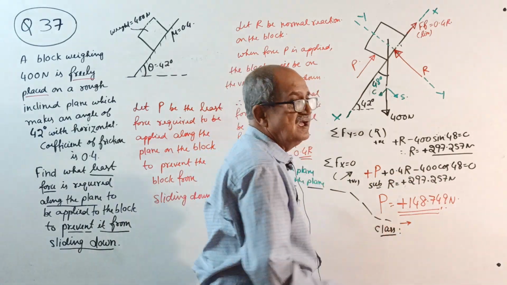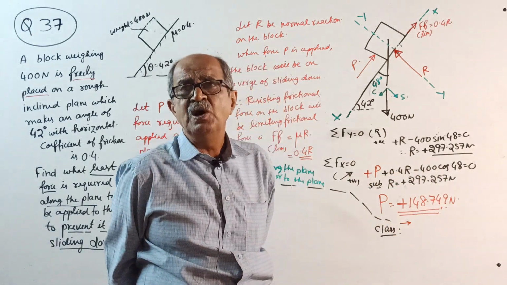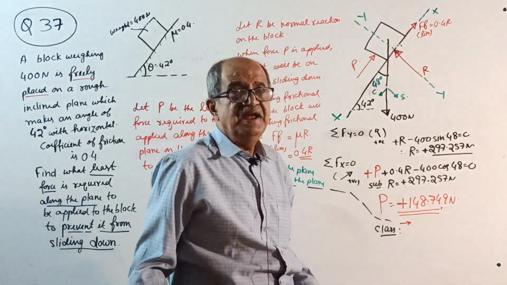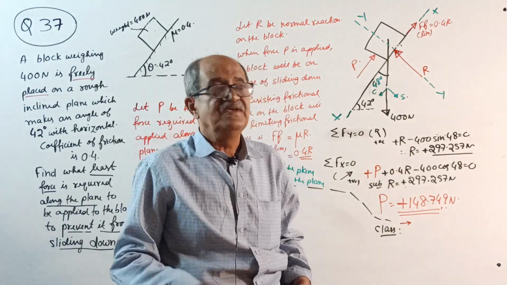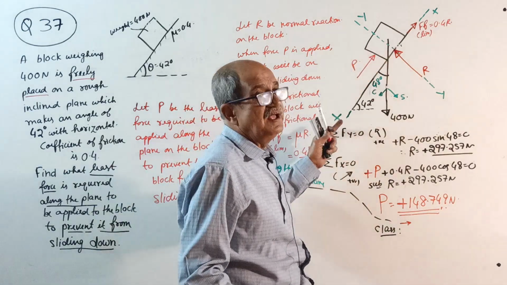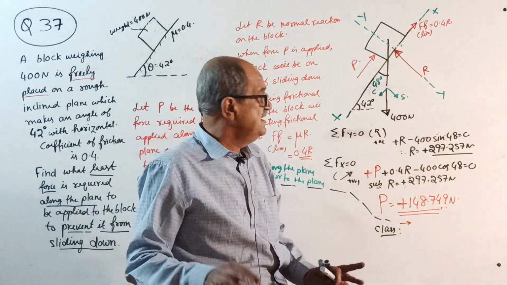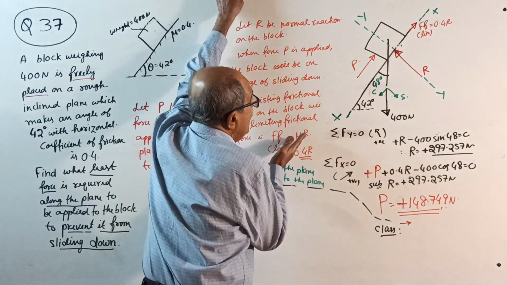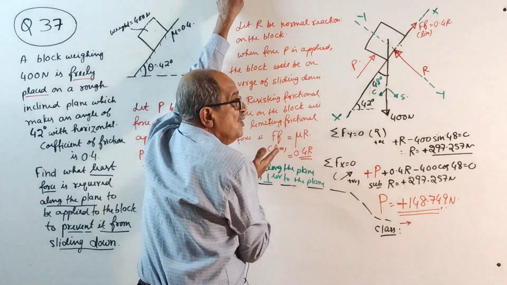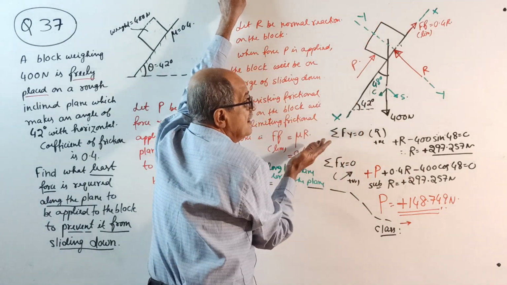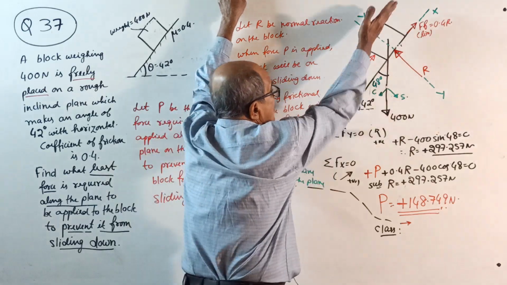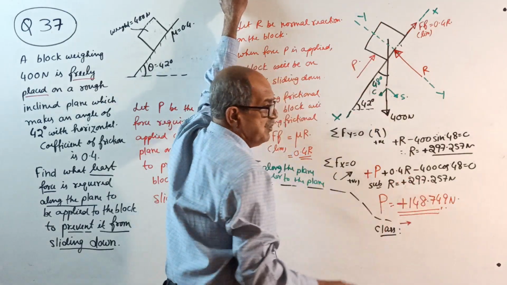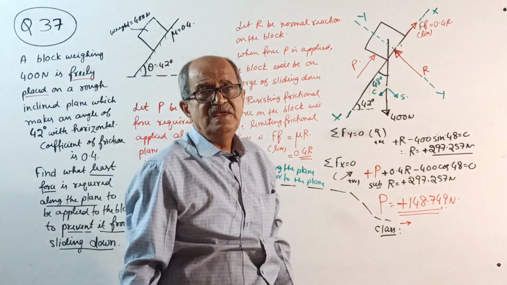Now write the answer. Yes, you can make a small note. Positive sign indicates that yes, to prevent sliding, a force is required. The force required to be applied along the plane, going upward along the plane, is 148.745 Newton. That is the answer.